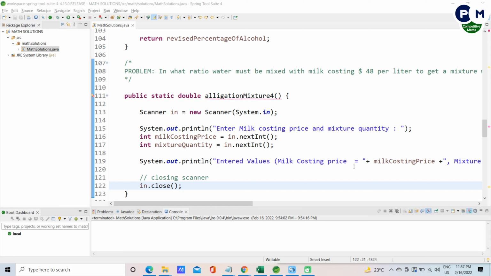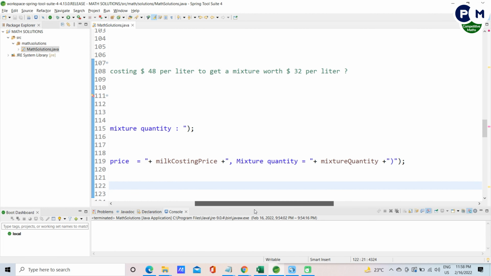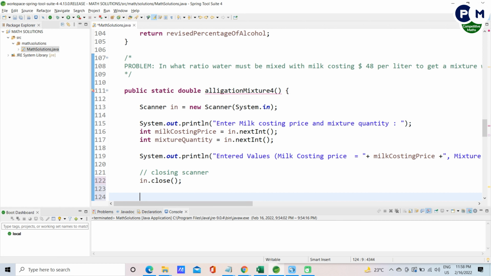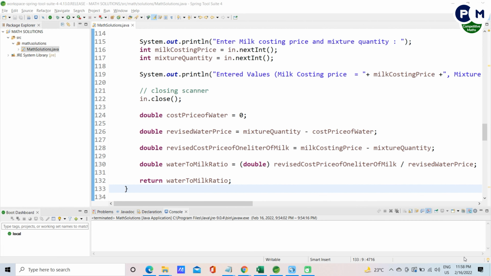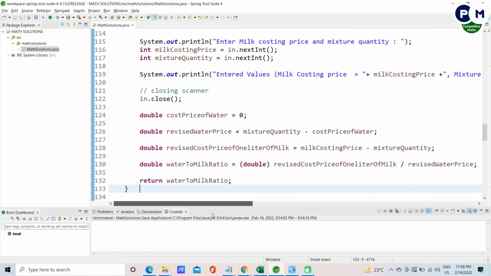Here is the problem statement. I am going to define a new method for determining the water-to-milk ratio for earlier solved problem 1. I have used the Scanner class's object for reading the input values from the console. Next, the nextInt method reads the integer values one by one from the console. I have closed the Scanner object by calling the close method to avoid excessive memory usage and to improve the application's performance.